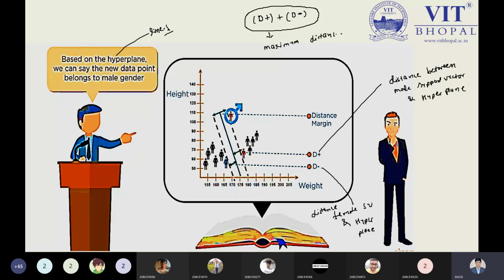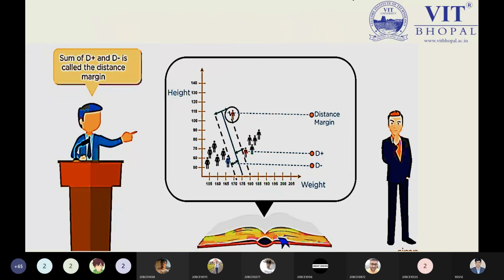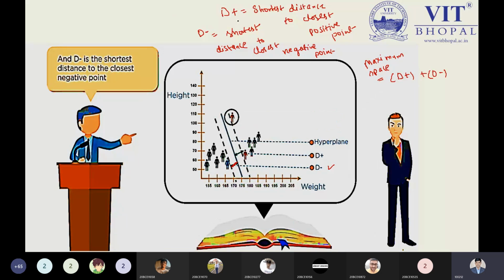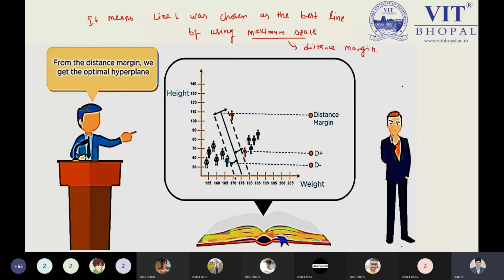This is the reason I didn't show it on my previous slide. Now just look at my previous slide. D plus is the shortest distance to the closest positive point, and D minus is the shortest distance to the closest negative point. So we can write the maximum like this. This is equivalent, and this is the reason I didn't show this slide.